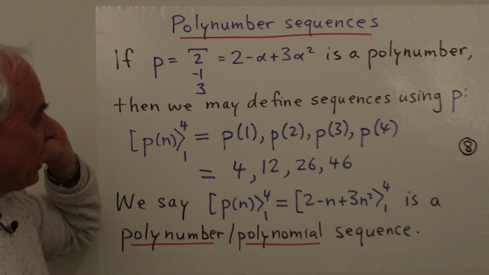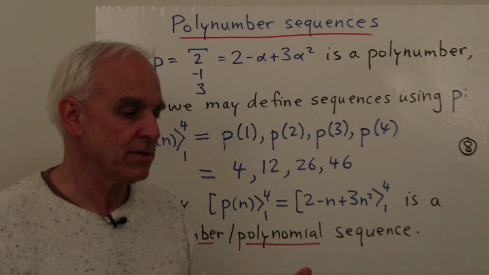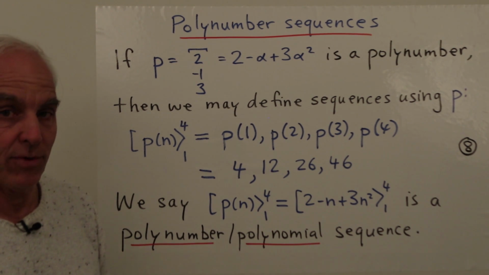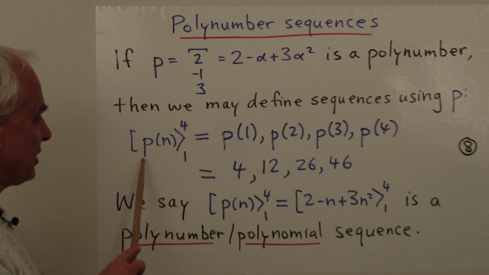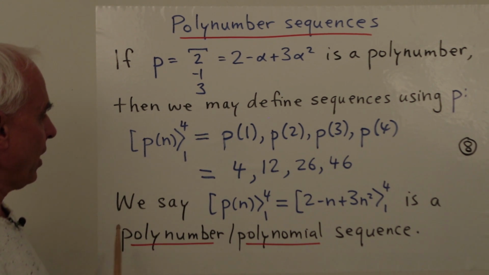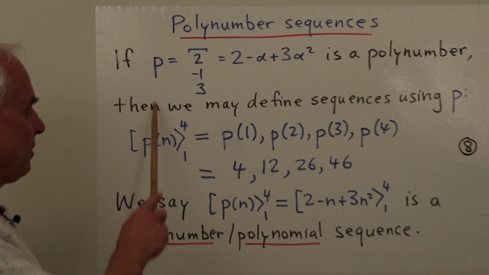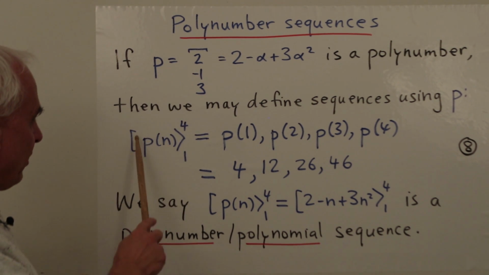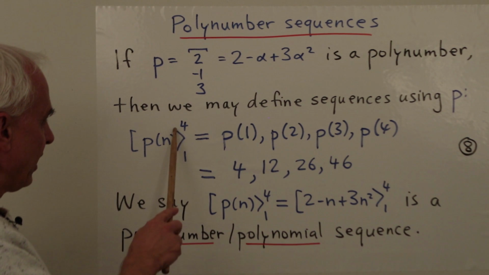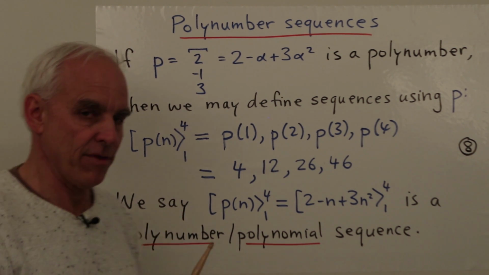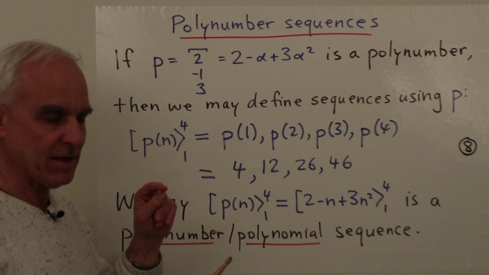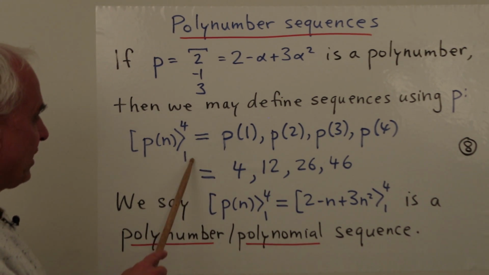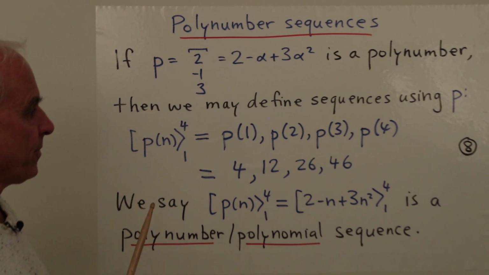Now, given such a polynumber, we may associate to it a sequence. Well, actually, quite a lot of sequences. And we're going to introduce this notation. P of n, where P is the polynumber, P of n enclosed in some brackets, but it's a little bit funny because there's a square bracket on the left-hand side and a kind of pointy bracket on the right-hand side, suggesting this is something going in that direction, which is roughly our intention. And there's also indices, 1 to 4.